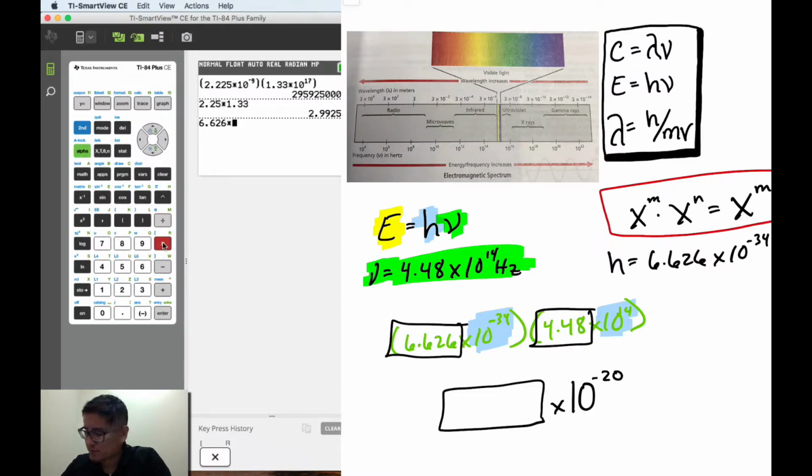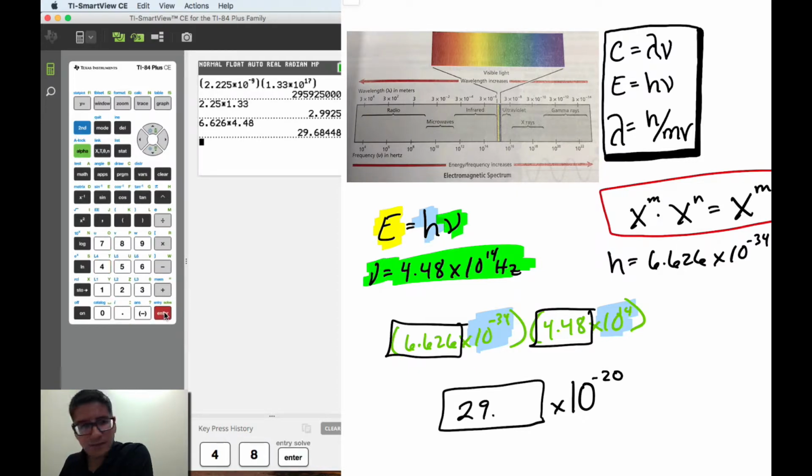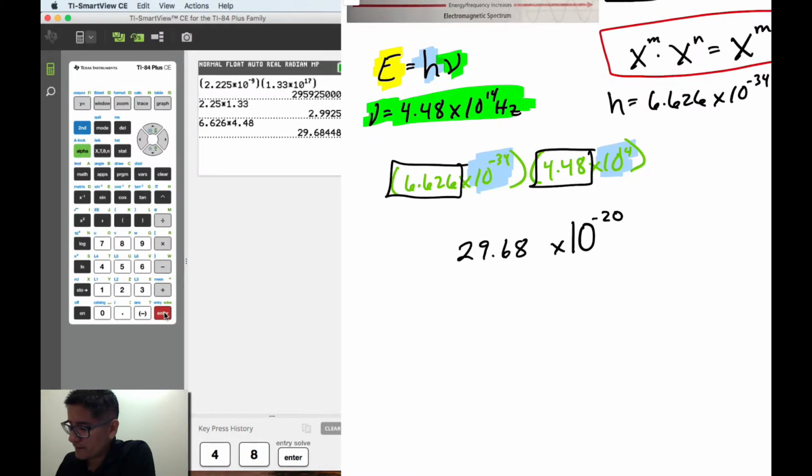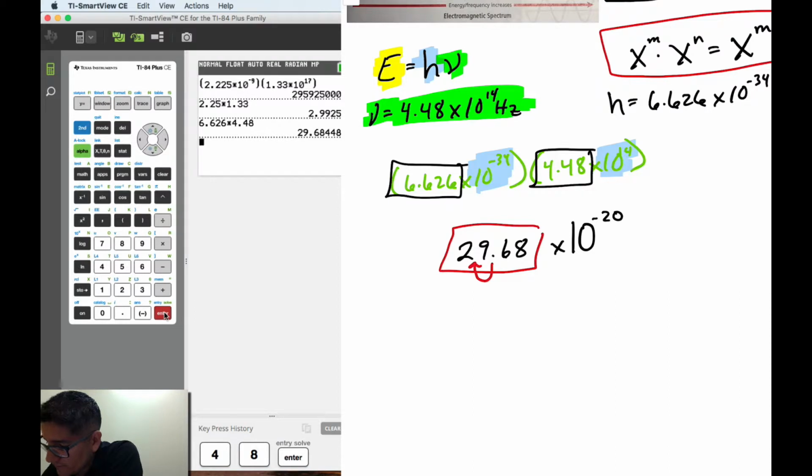6.626 times 4.48. Okay, so that's 29.68. Now you should see a problem with this number, and the problem is right here. This number is not between 1 and 10. So in order to make it between 1 and 10, I need to move this decimal over, and I'll have a new number, and that number will be 2.968.